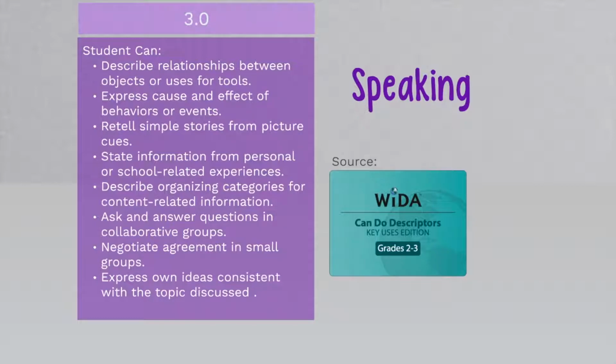And he can ask and answer questions in collaborative groups. He can discuss by negotiating agreement in small groups and by expressing his own ideas consistent with the topic being discussed.